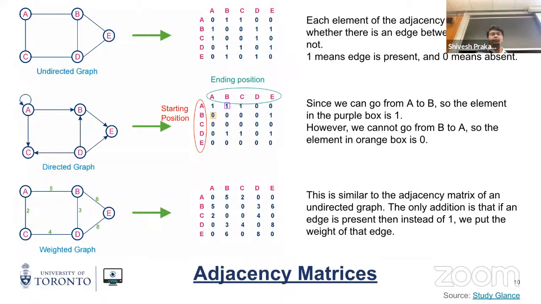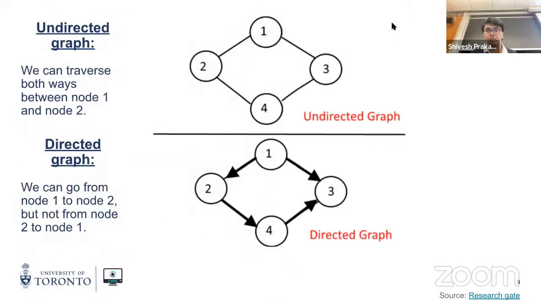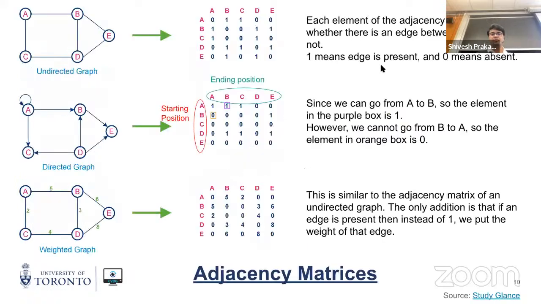So now let's talk about adjacency matrices. So we have three types of graphs: undirected, directed, and weighted. And we have their corresponding adjacency matrices. So now let's see how we create the adjacency matrix of an undirected graph. Since node A and node B are connected by an edge, we see the row of A, and under the column B, we have 1 here. That means that there is an edge present that is connecting node A to node B. Now in row B, under column A, there is again a 1 present, which also indicates that there is an edge present between nodes A and B.